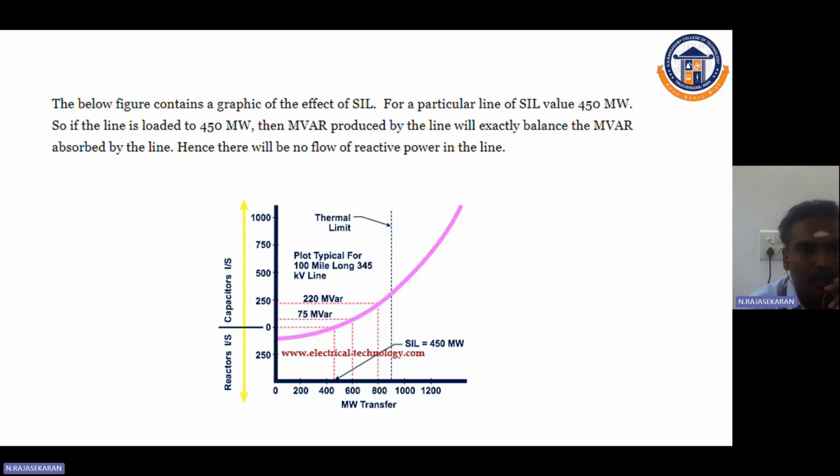So what is your maximum loading capacity? That loading capacity is equivalent to the MVAR produced by the line and absorbed by the line. So we have to ensure it. If it is not balancing, then there is a need of compensation. Then the compensation device is activated by itself and solves the problem.